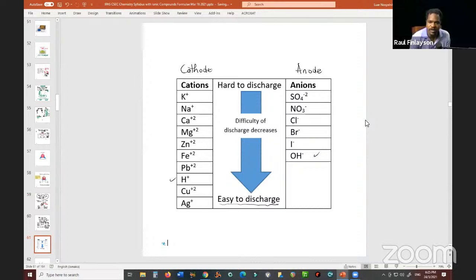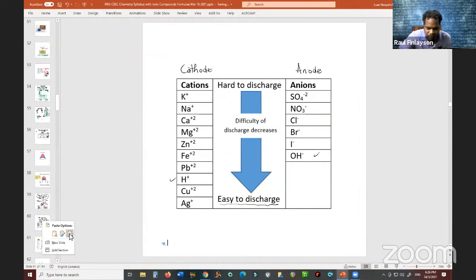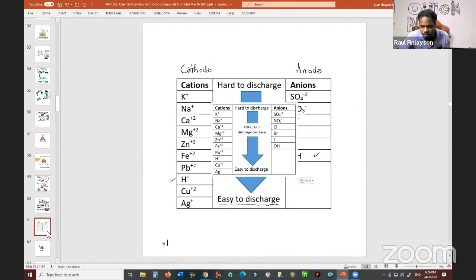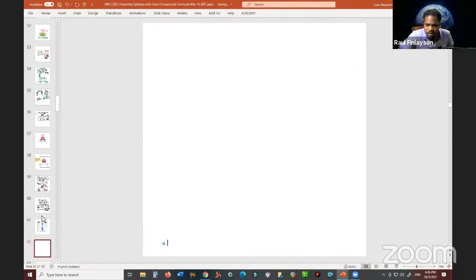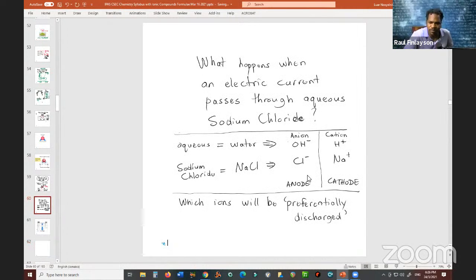All right, so anode and cathode here, guys. Anions are preferred there. So it means now that we can go into another type of question. CXC is not finished with you guys yet. There is more. Let's bring up a new slide here. What else could they ask you based on that? Let's go back to even the question and see which ions will be preferentially discharged.